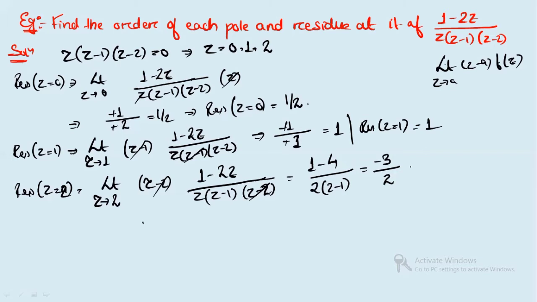So finally from here you will write: residue for z equals 2 is minus 3 by 2. Clear? So this is simple, nothing is very complicated, just you have to use this particular formula.